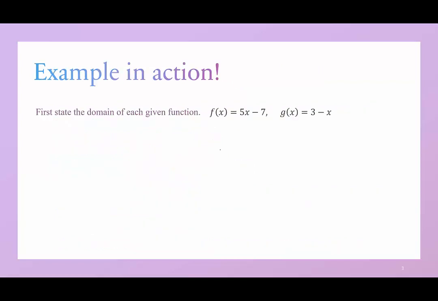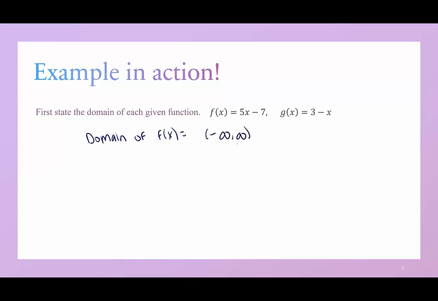Let's look at some examples. All right, first we're just going to state the domain for our given functions. F of x, that's a linear function, right? There's no exponent, and we have an x, and we have a constant. And the domain of any linear function would be all real numbers. So we're going to say domain of f of x. And you can either write it using that fancy R, or I like doing interval notation.